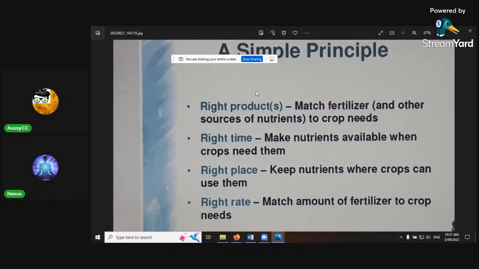So if you want the right products, the right time to put them in, the right place to put them in, and the right rate to apply it. And if you can get the 4 R's right, precision agriculture will just be second nature to you.